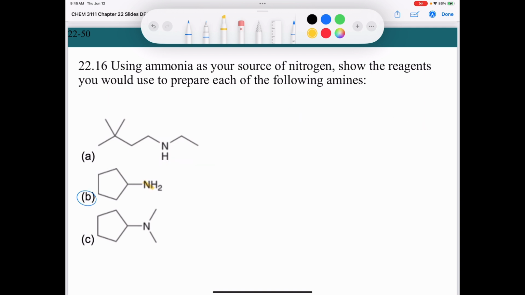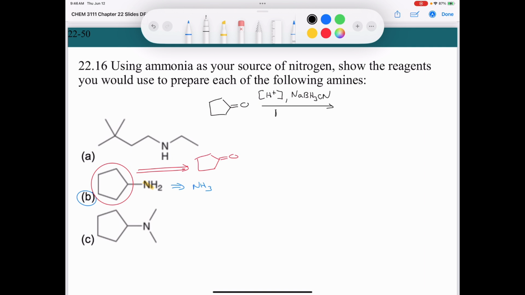Okay, in B, again, the nitrogen is going to come from ammonia. Okay, and the rest of the molecule, all this portion here, if you can permit me to do a retrosynthesis out here, that's going to come from this ketone, which is cyclopentanone. So this one, there's only one alkyl group anyway, so it's pretty straightforward. So we're going to start with our cyclopentanone. We're going to treat that with, I'll put the acid first, our catalytic amount of acid, our sodium cyanoborohydride, and our ammonia. And there you go. That's going to give us our product, cyclopentylamine.